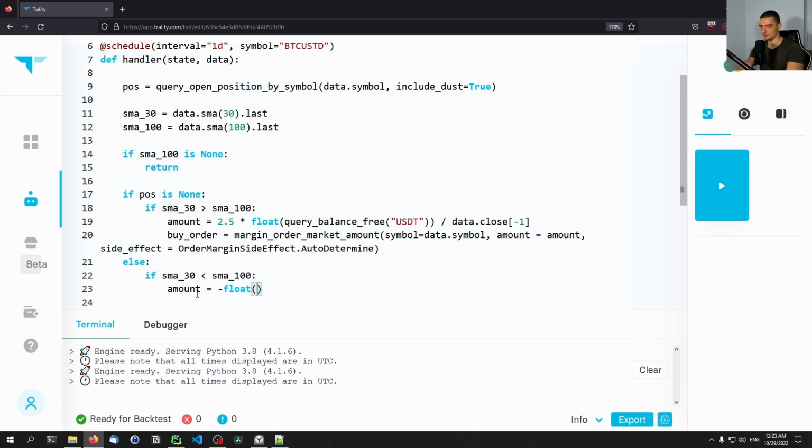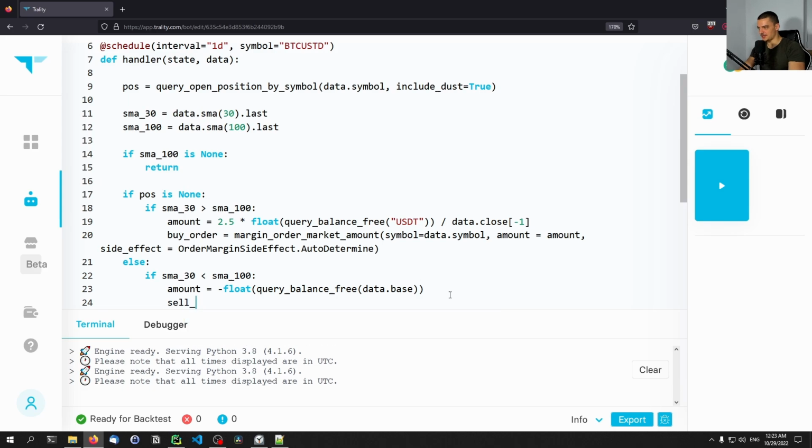So float, query, balance free, data.base. Notice that we use a different currency. Here we query the USDT, here we query the Bitcoin. So we get all the Bitcoins we have, and the amount we want to buy, so to say, is negative what we have. So we're selling the amount.